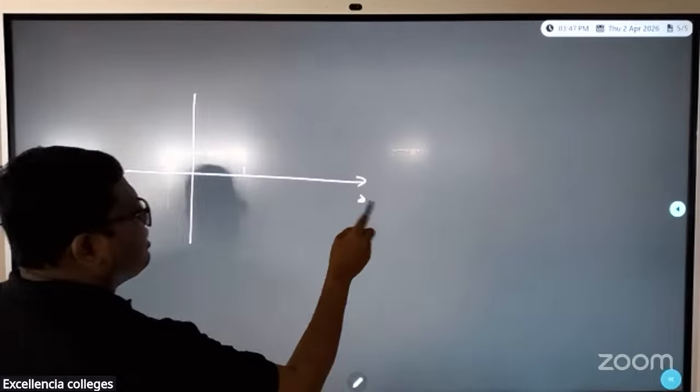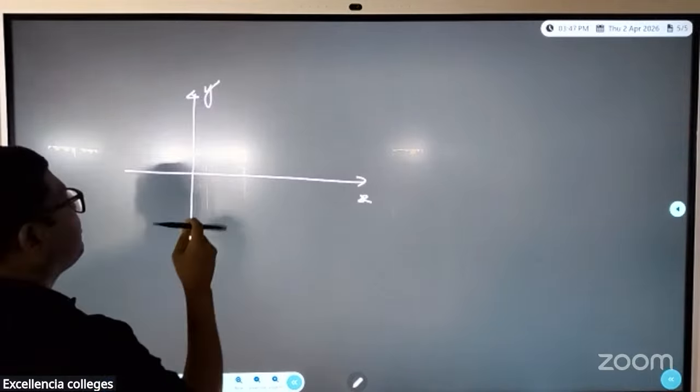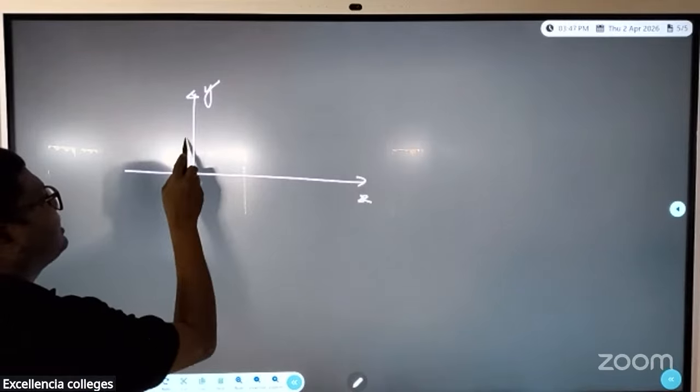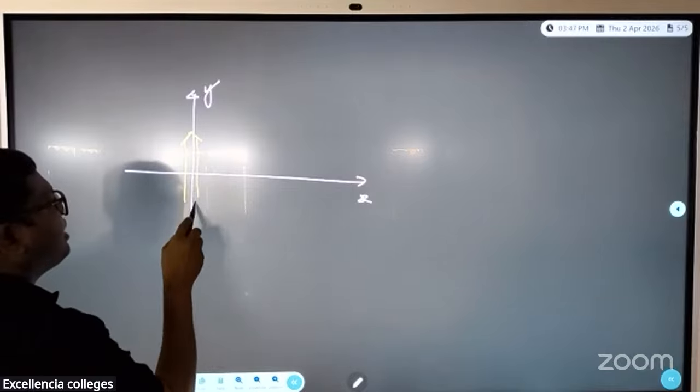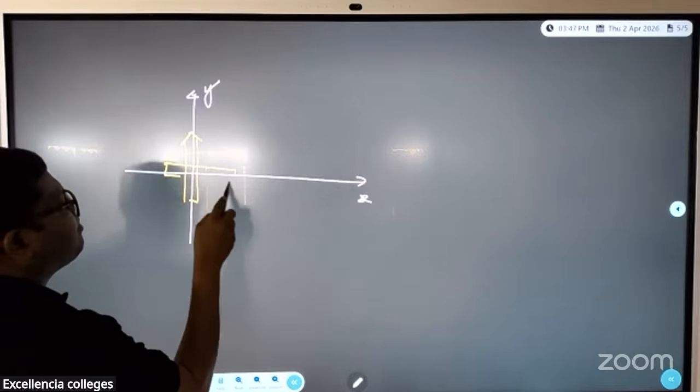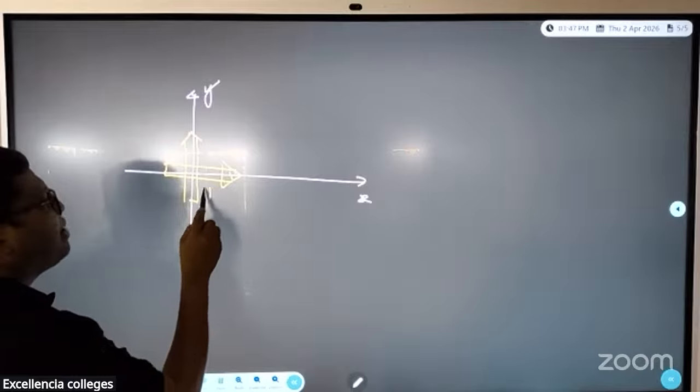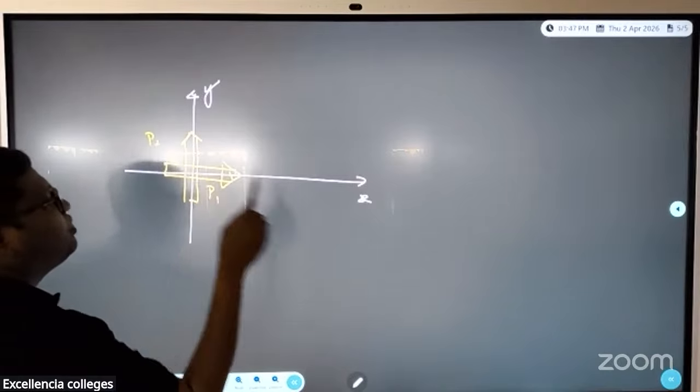Let's see this question. You have the x-axis and y-axis. One dipole is placed like this, and there's another dipole placed like this. This dipole is P1, and this is dipole P2.